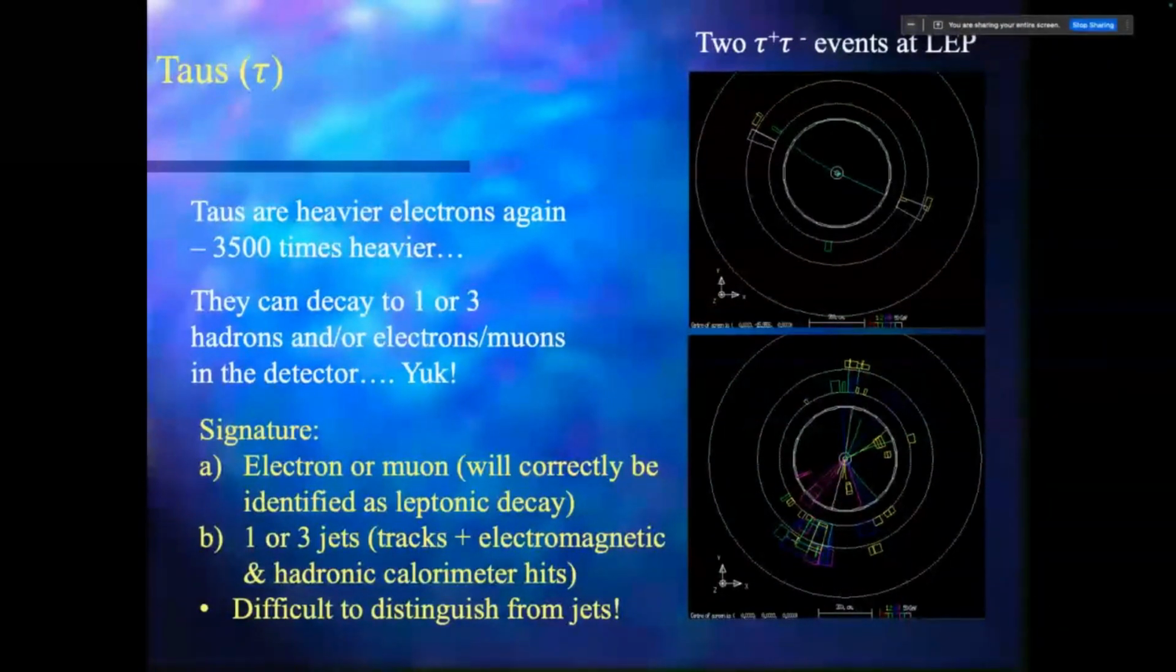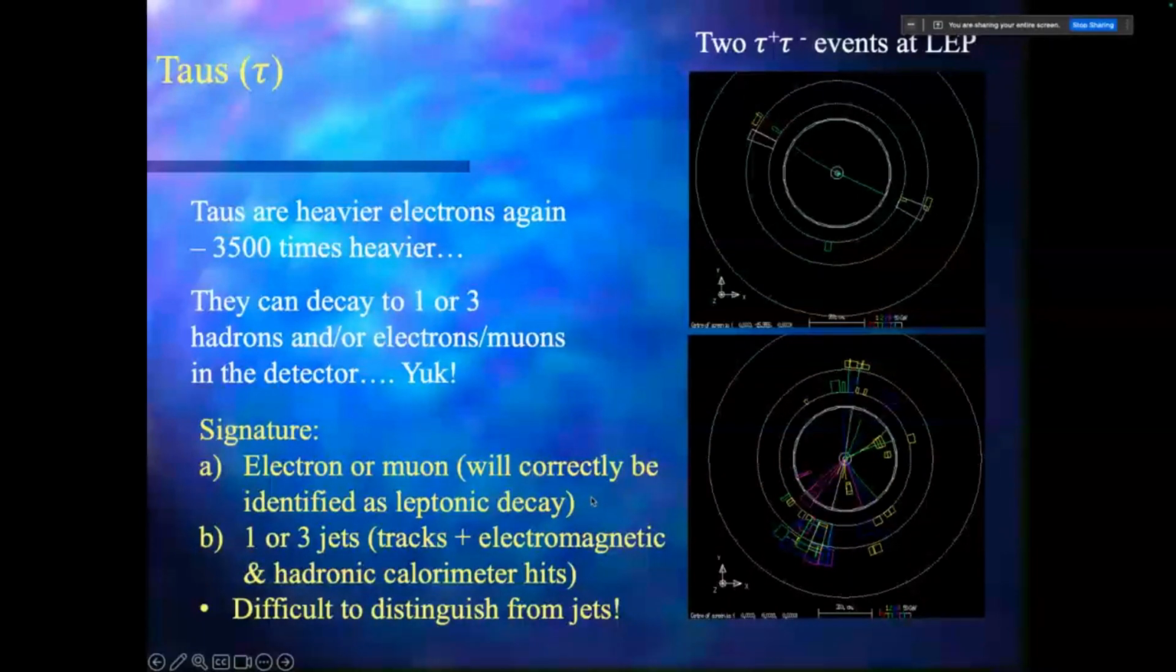So a tau neutrino and one or three hadrons. It can be quite messy, and indeed it can be quite difficult to distinguish hadronic tau events from just quark events in general, because as you can see at the bottom here, this could well be an event with lots of jets, but it turns out to be an event with a pair of hadronic taus.